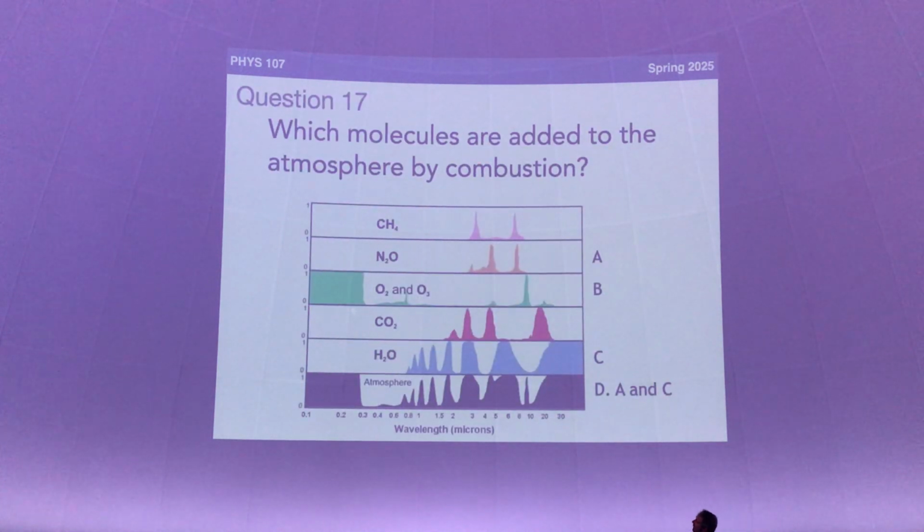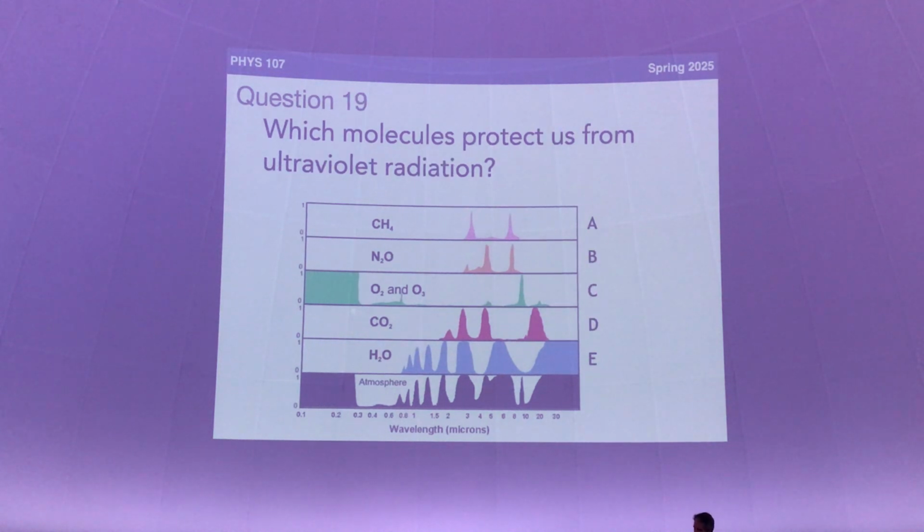All right, so if I look at an atmosphere, for example ours, which of these molecules: methane, nitrous oxide, oxygen and ozone, carbon dioxide, and water, are added to the atmosphere by combustion? If I burn hydrocarbons, which ones are added? A, nitrous oxide, B, oxygen and ozone, C, water, or D, A and C combined. Going 1, 2, 3, you all got it already. You also have the water comment, right?